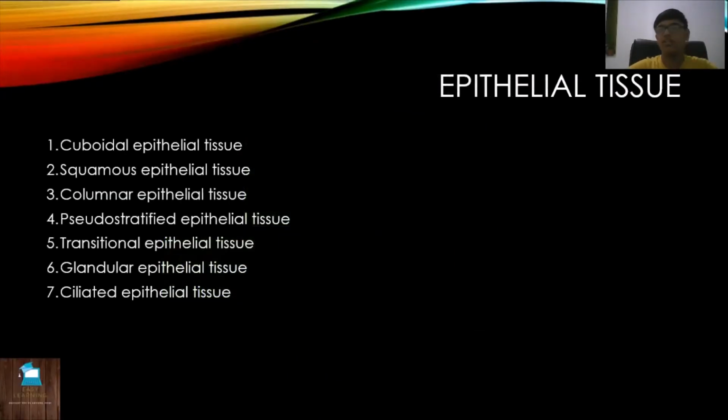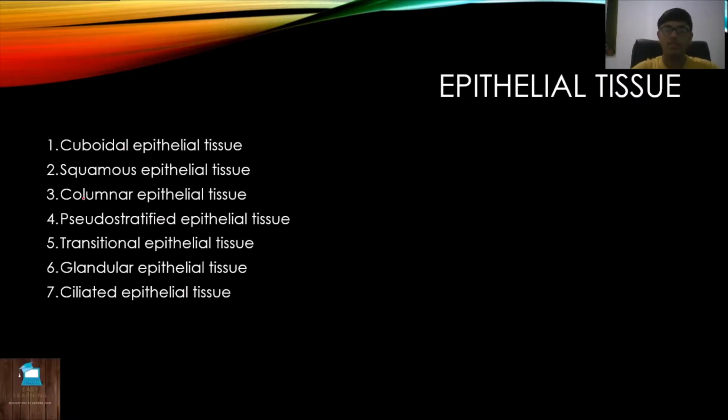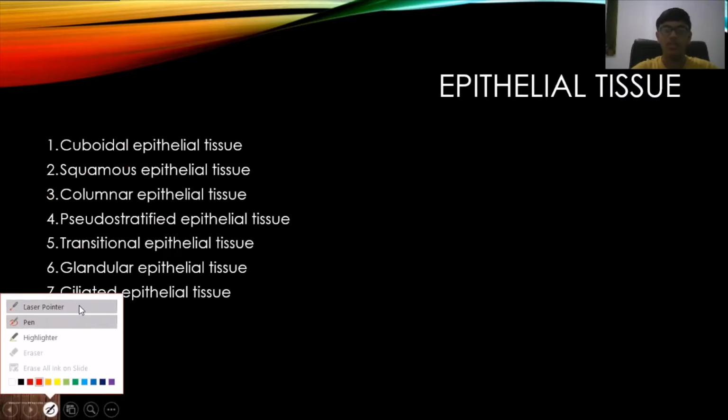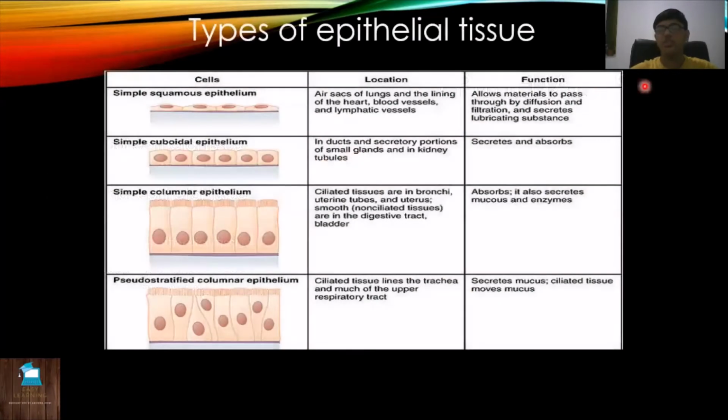Epithelium tissue has types. Those are cuboidal epithelial tissue, squamous epithelial tissue, columnar epithelial tissue, pseudostratified epithelial tissue, transitional epithelial tissue, glandular epithelium tissue, and ciliated epithelium tissue. So let's see the location and function of those epithelium tissues.